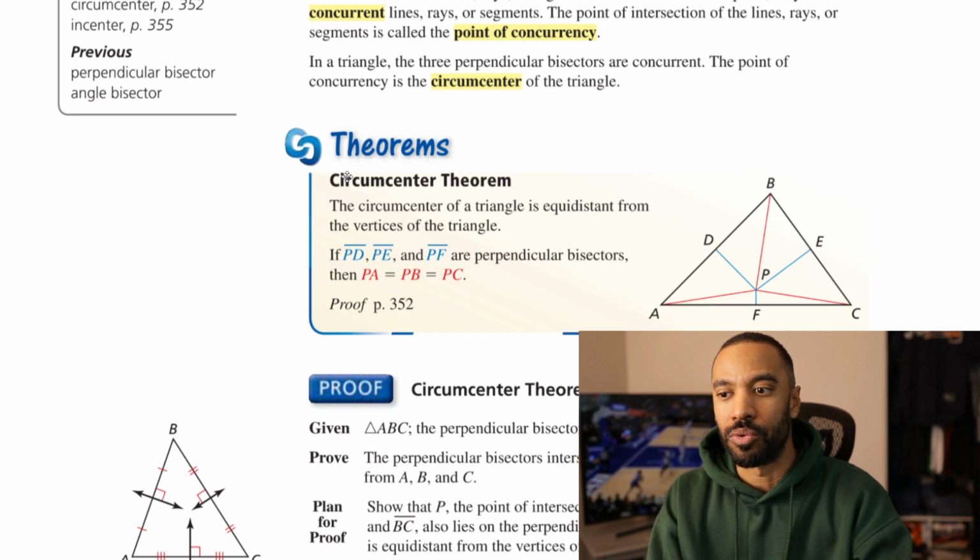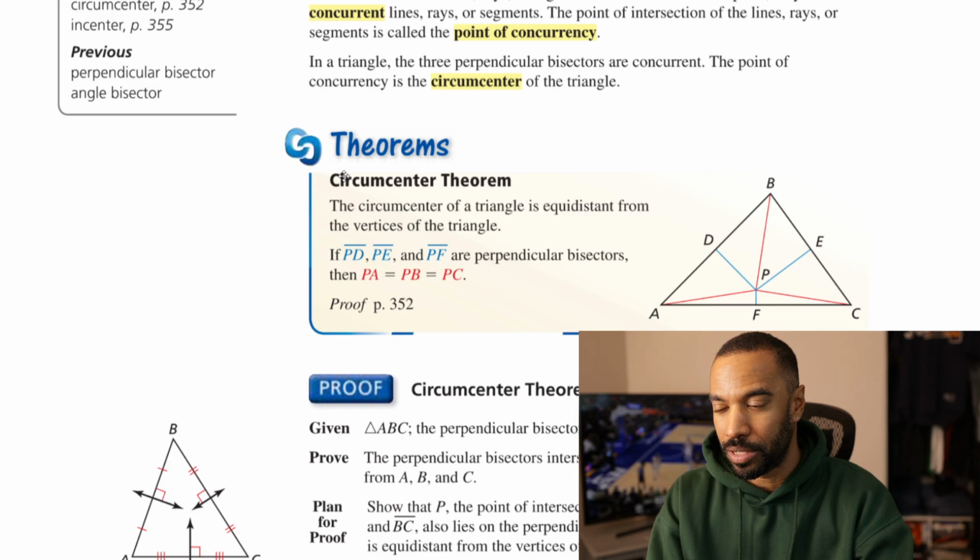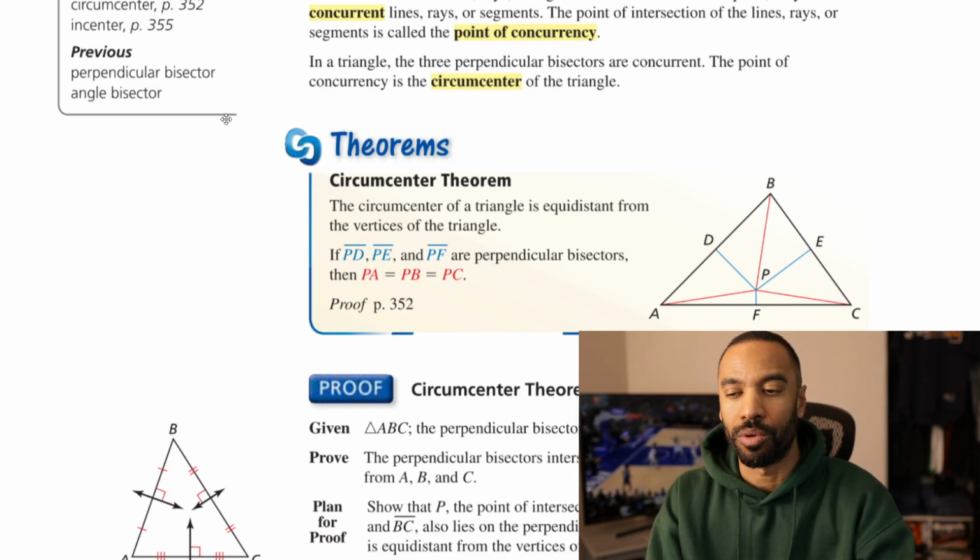And that's what they're telling you. Now, we're going to talk about what a circumcenter is in general after this. I'm sure they will give you visuals. If not, I will gladly do it for you.